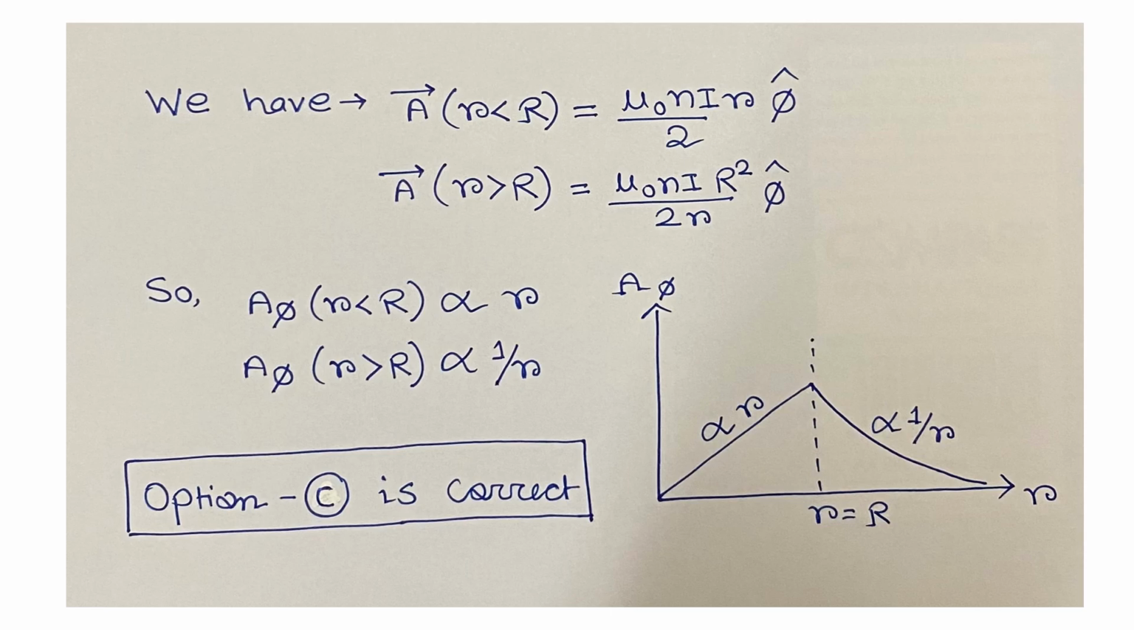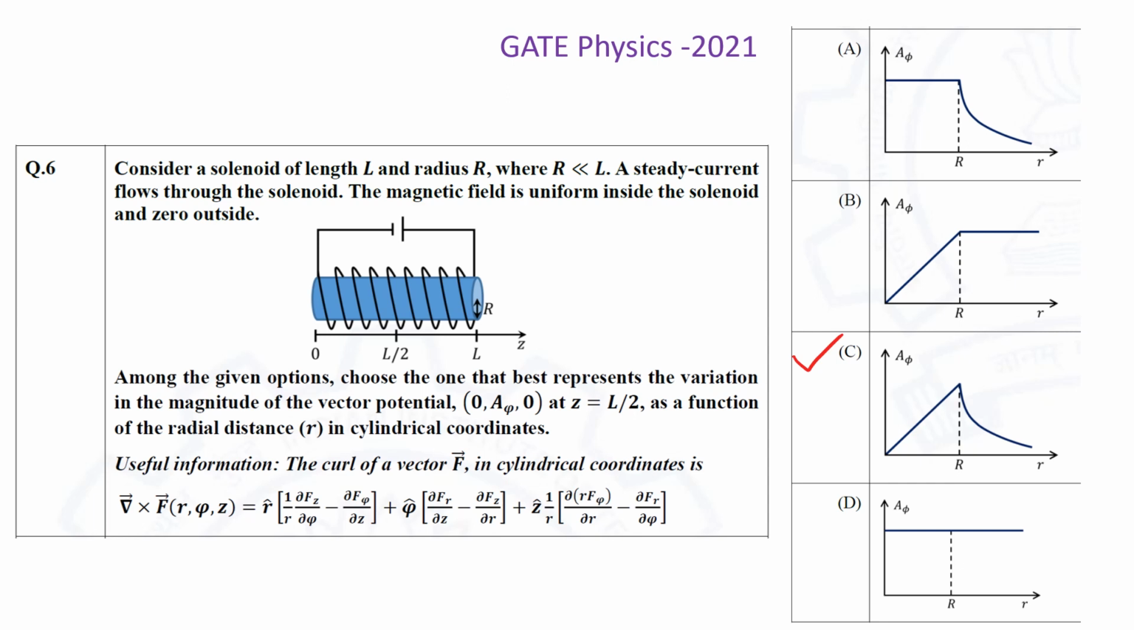As of now, we have calculated the vector potential both inside the solenoid and outside the solenoid. If we see the expressions of the vector potential, then A phi is proportional to small r inside the solenoid, and it is proportional to 1 by small r outside of the solenoid. So if we plot, the plot will look like this. Among the four options, option C represents the variation of the vector potential as a function of radial distance small r correctly.